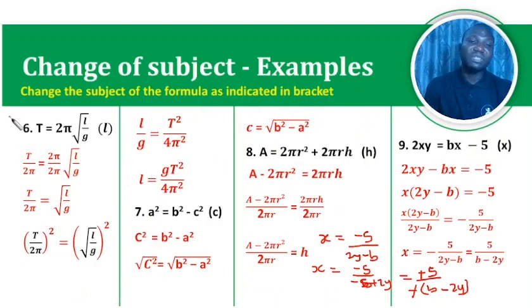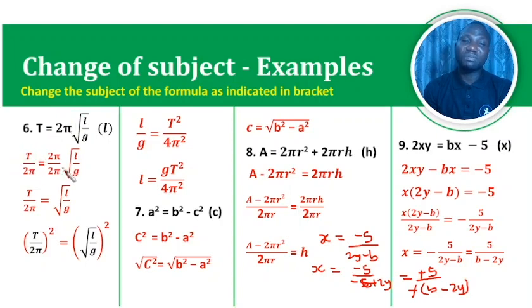To question number 6, we have t is equal to 2 pi square root of L over G. We are to make L the subject. Now look at where my subject is. My subject is under a square root, and that square root is now multiplying 2 pi. So the first thing I want to do here is to divide away these 2 pi.